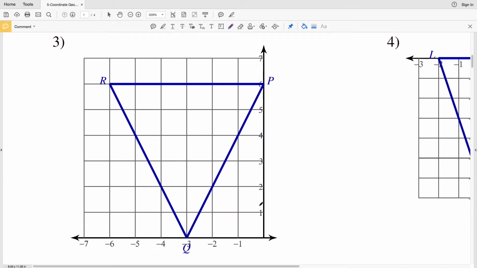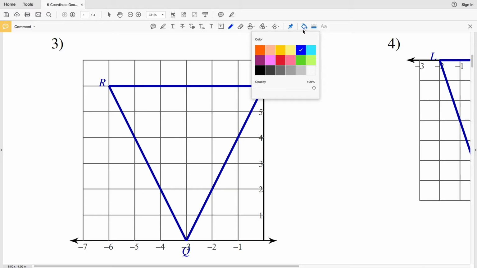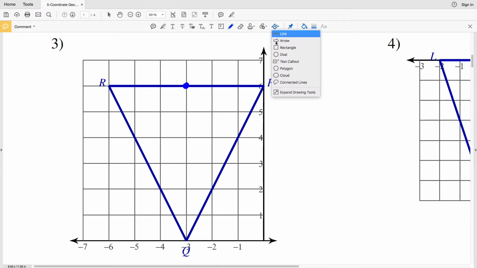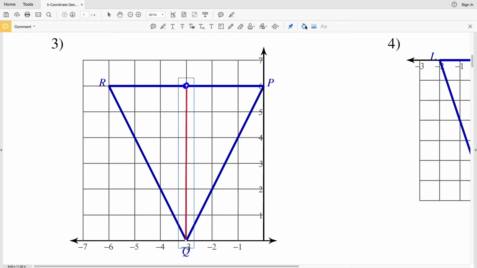In number 3, let's start with finding the easiest midpoint. You can see that R to P is a horizontal line, so we will be able to count. The units between R and P is 1, 2, 3, 4, 5, 6. So the midpoint will be 3 units away from R, which occurs at -3, 6. So then we'll draw our line for our median, going from Q to that midpoint.